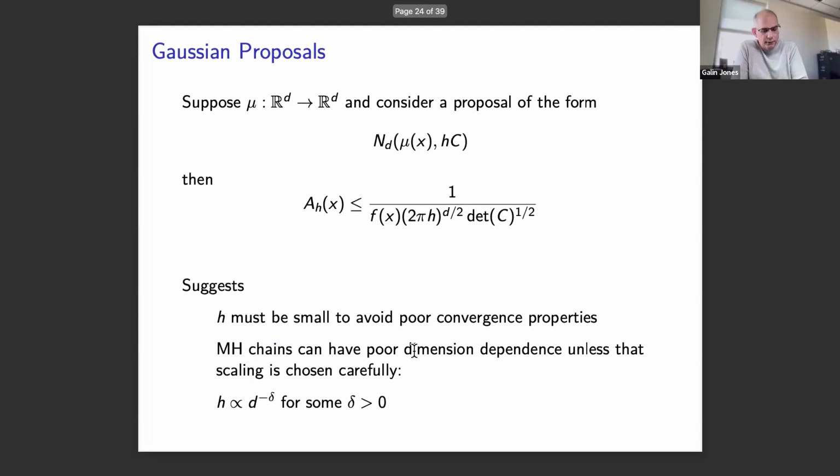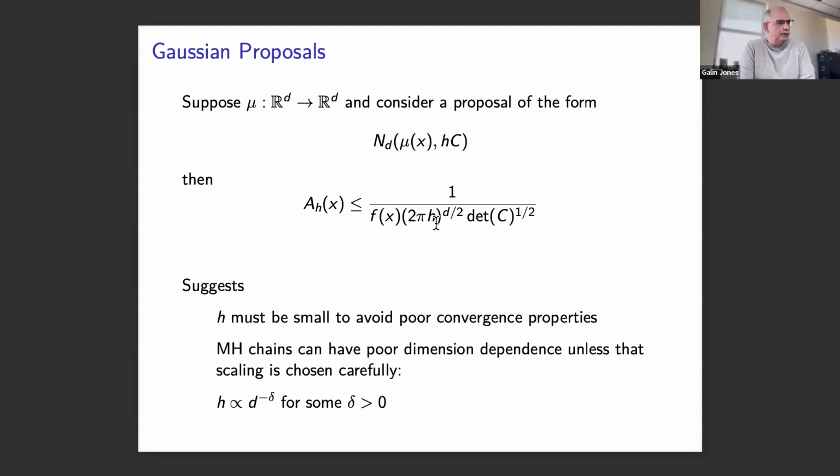So in this context, it's easy for an arbitrary target distribution to show that this acceptance probability is bounded above by this quantity on the right, which is just a normalizing constant for the proposal distribution times the target density function. So certainly the value of f at the current state is going to impact this, as is the determinant, but those are all kind of fixed. Notice that it's h to the d over 2 in the denominator.